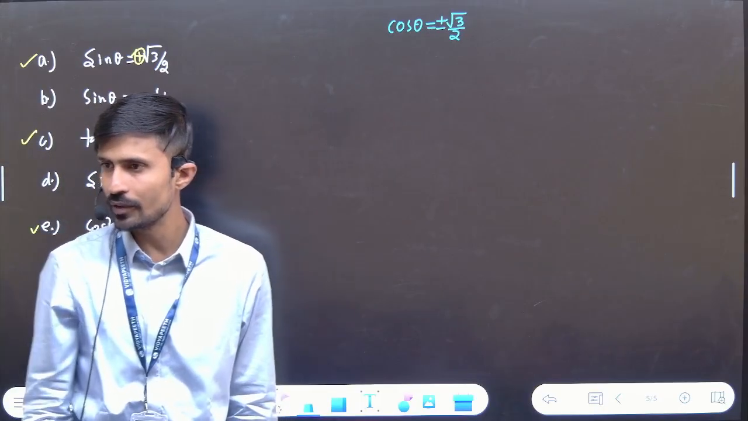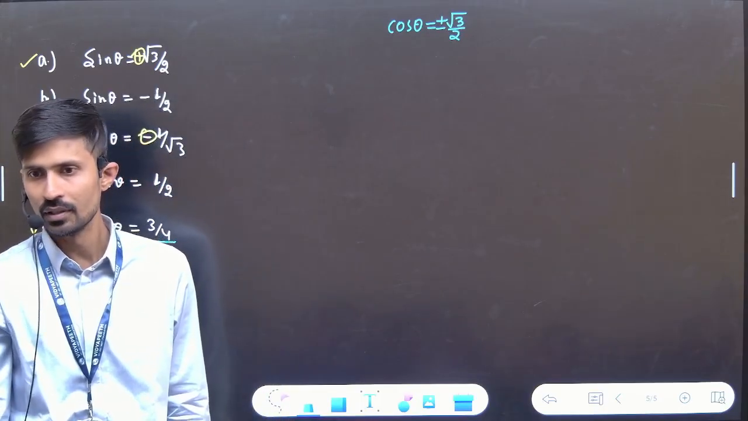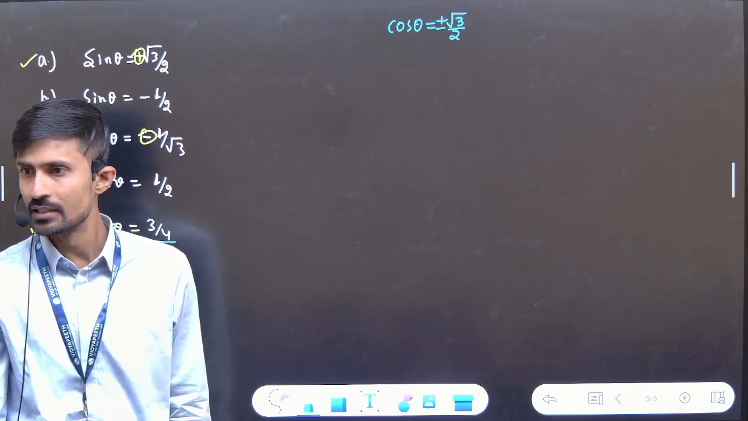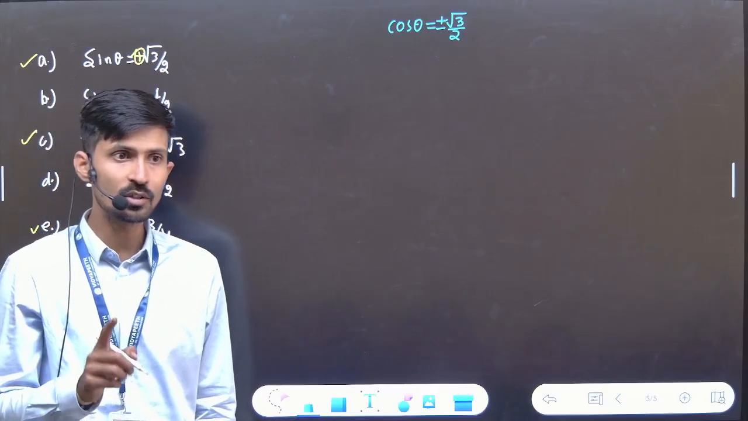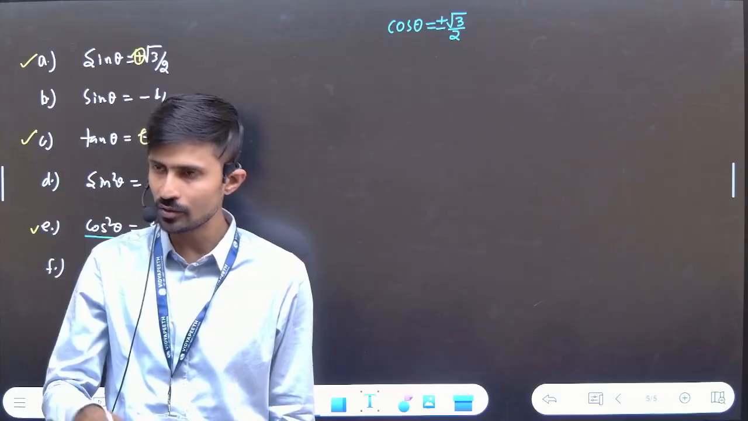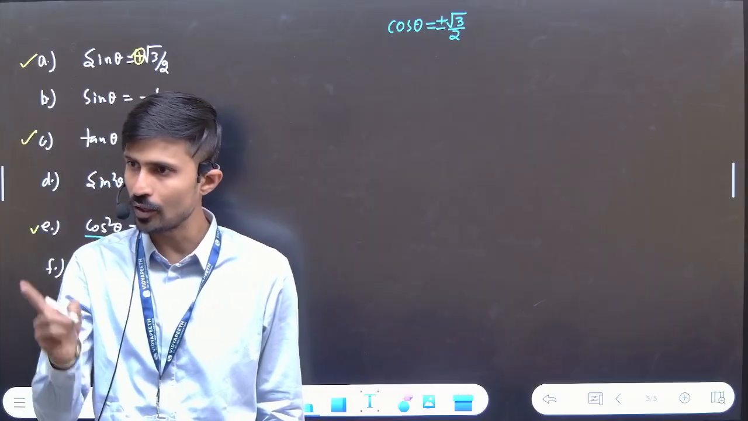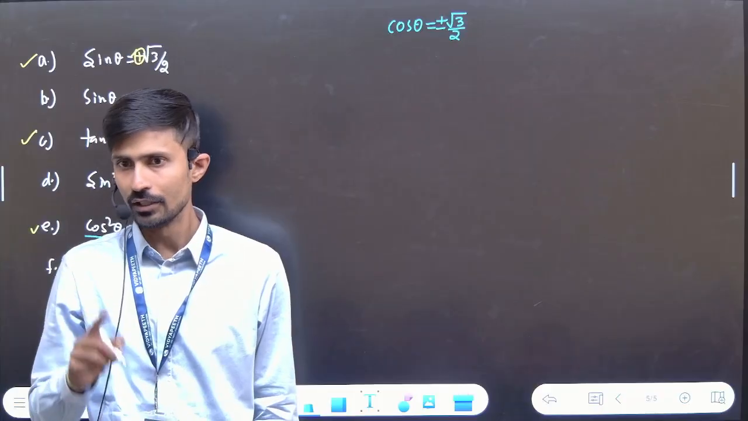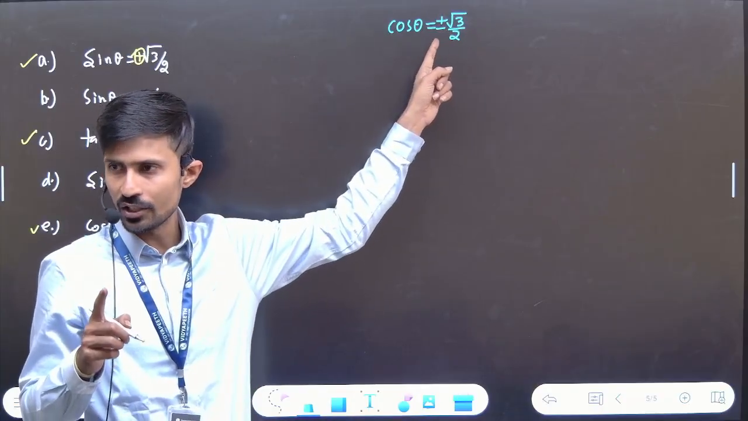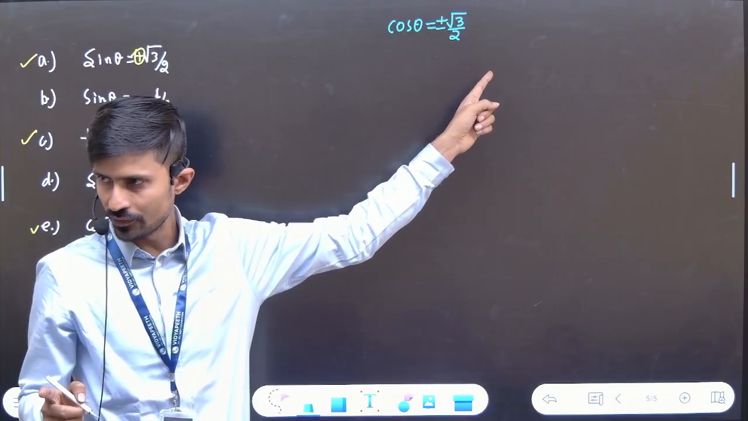So can you tell me where cos theta is positive? First and fourth. Where is cos theta negative? Second and third. It means you will get an angle in the first quadrant also, second quadrant also, third quadrant also, fourth quadrant also. In all four quadrants, you will get one angle. In the first quadrant, you will get for positive, second quadrant, for negative, third quadrant, for negative, fourth quadrant, for positive.